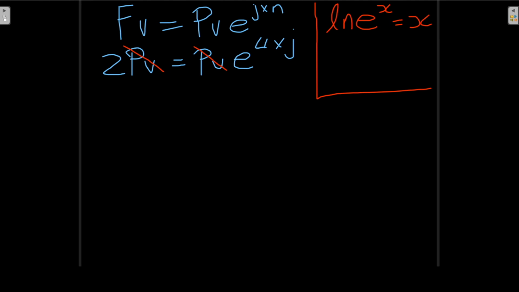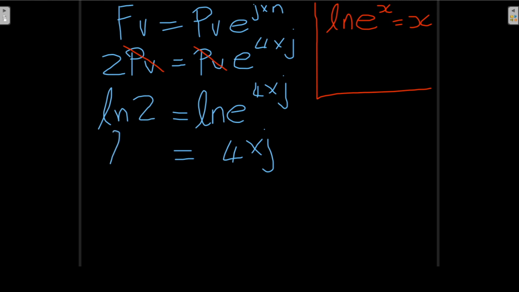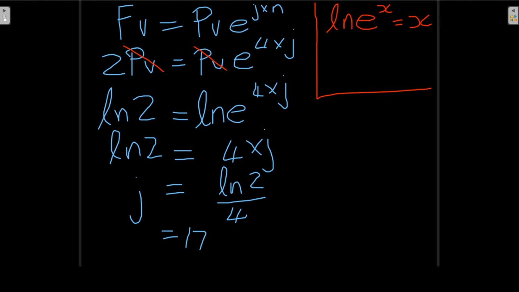So if we take the ln on the right, then the ln of the e function, we will get 4 times j. And if we take the ln on the right, we also need to take it on the left, so it's the ln of 2. And now to solve for j, that will just be the ln of 2 divided by 4. And that gives us a nominal rate of 17.3286%. And this is then per annum. And it's important to add here that the compounding is continuous. So it's important to write compounded continuously.